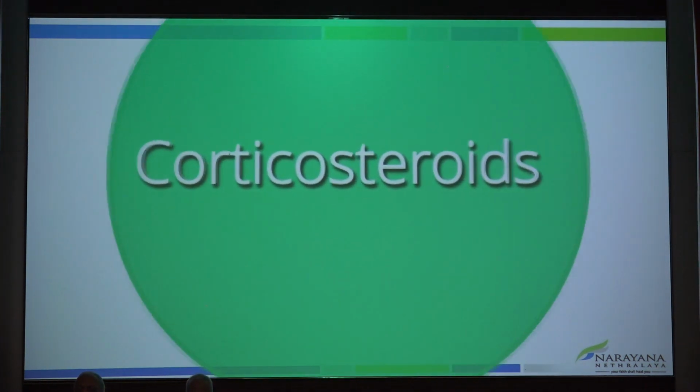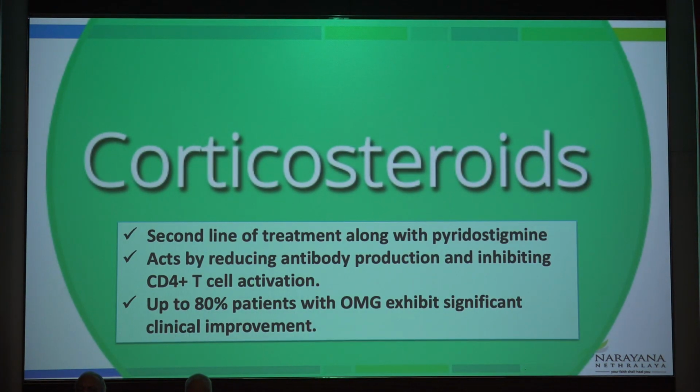Then comes corticosteroid, which is the second line of treatment, along with pyridostigmine. It is up to 80% good in OMG, exhibiting good response, and can be combined with pyridostigmine. And there's an EPITOME study in which they have shown that by gradually increasing 5 milligram, they found there is a good response in those in which prednisolone was given against those who did not get. And they found about 15 milligram per kg was the best dose to get the best results.